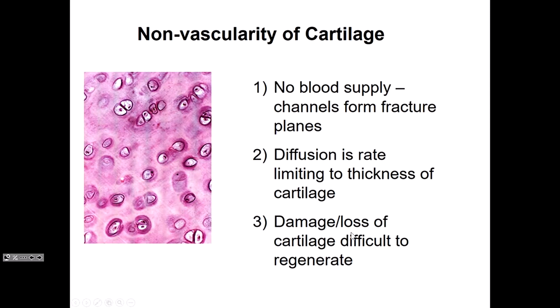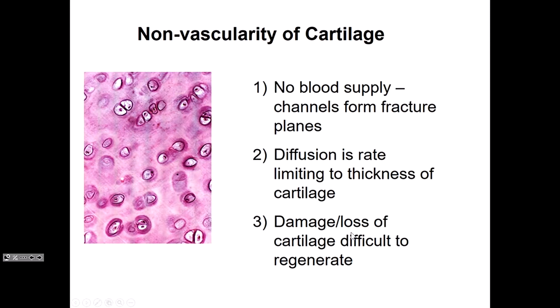You can imagine if you had a piece of cartilage and you had a hole drilled right down the middle of it, a blood vessel, and you bend it, it's going to snap right along that hole because that's a fracture plane. So by having blood vessels in cartilage, you're going to eliminate the function of cartilage, which is flexibility. The cartilage would just fracture into a whole bunch of pieces. So we don't have blood vessels in cartilage to maintain its structural integrity.